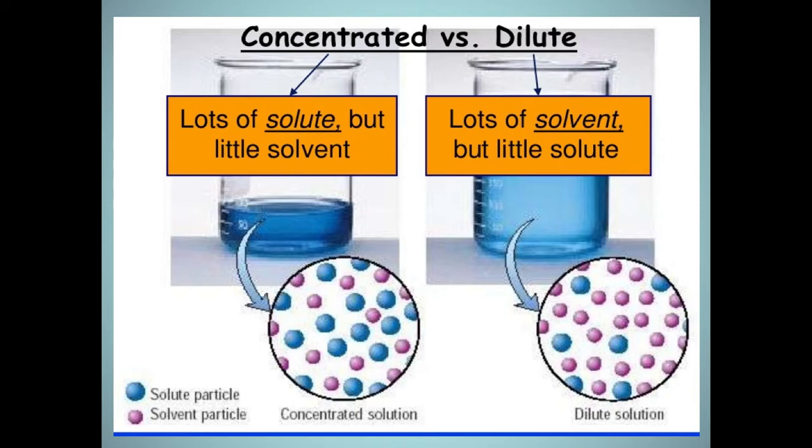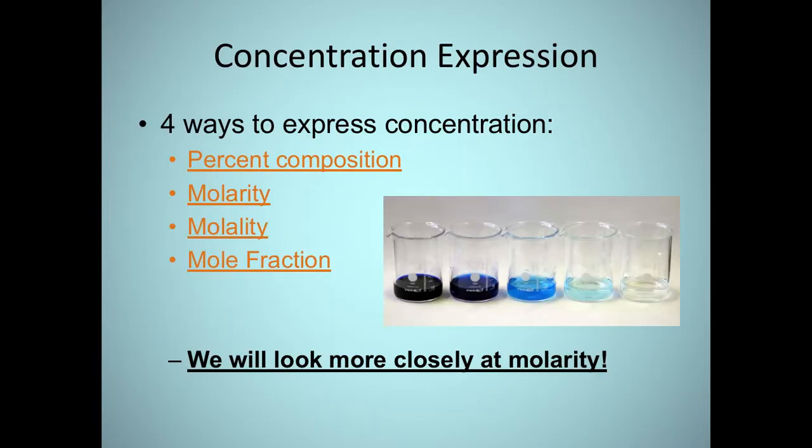On the right-hand side, though, in our dilute solution in the beaker, we have lots of solvent but little solute. So we could have, let's say, lots of water as our solvent. Those are the purple particles, and we can see there are a lot of them, and only a tiny amount of the solute. We can see that this beaker is a lighter color because there aren't as many solutes. So dilute and concentrated are ways to talk about the concentration of a solution.